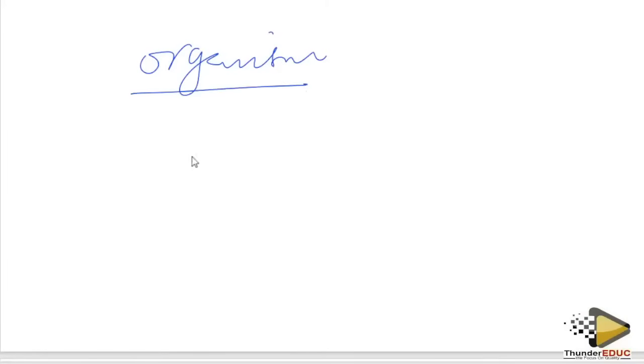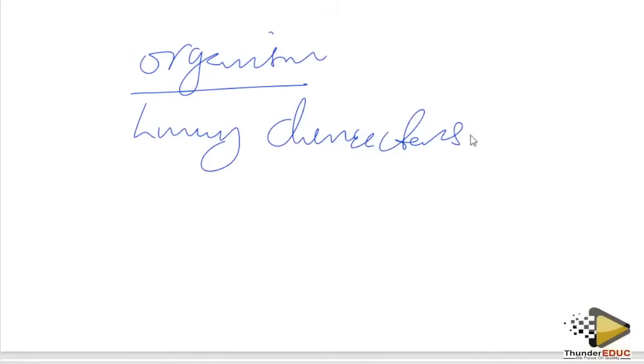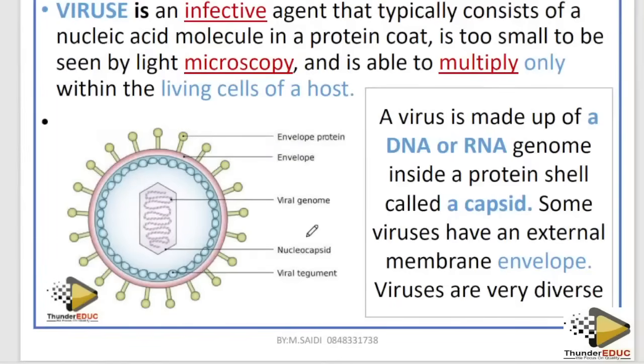A virus has some living characteristics, and then the non-living ones. For example, it has DNA, because DNA is a part of a living character. Sometimes you call it the genome, it's the same thing. Don't forget that it has either DNA or RNA, but it does not have both.